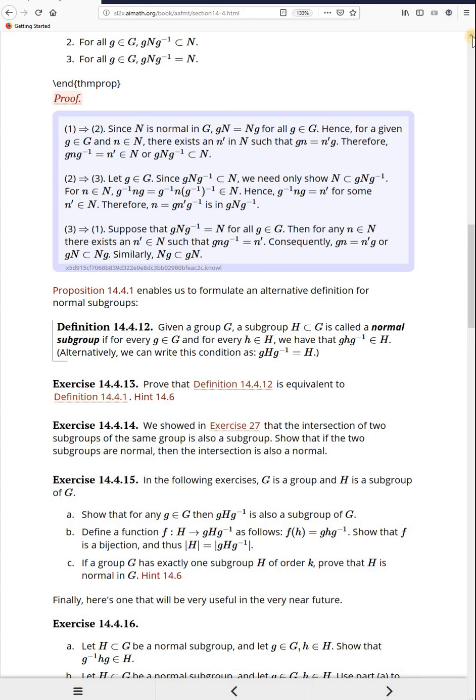Let's see. Well, actually, I can think of an example from linear algebra. No, I can't think of an example from linear algebra, so forget about that.